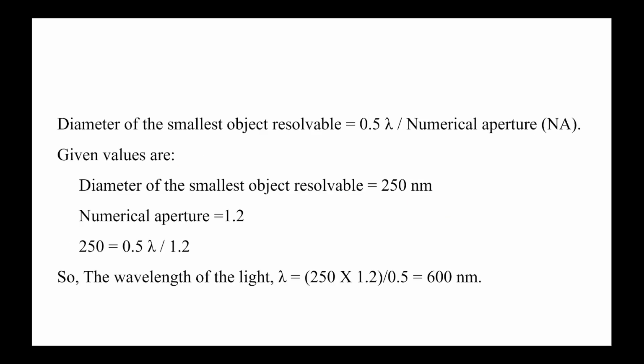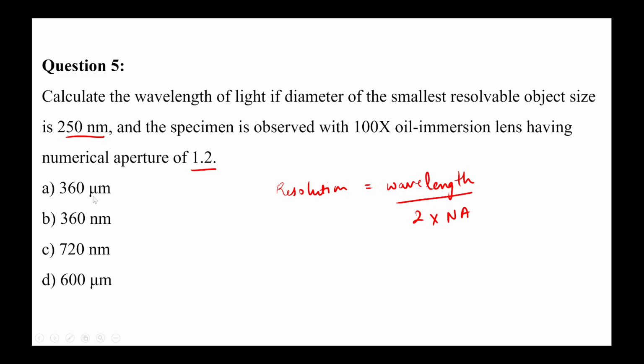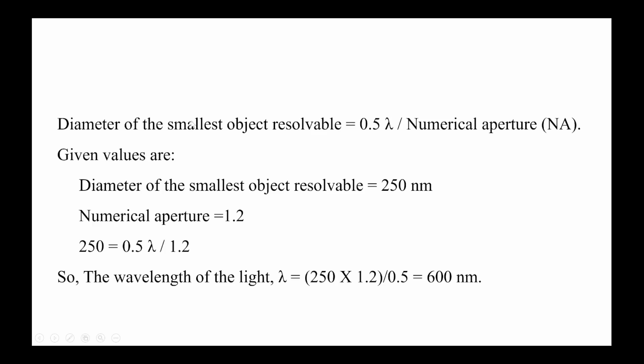So 600 is the correct answer. The units in the options are given wrong. I'll change this. Both of them will be nanometer only. The diameter of the smallest object resolvable is 0.5 lambda by numerical aperture. I wrote the 2 in the denominator; if you take it in the numerator, it will be 0.5. Lambda is the wavelength. So you had the resolution as 250 nanometer, numerical aperture as 1.2. So wavelength would be 600.